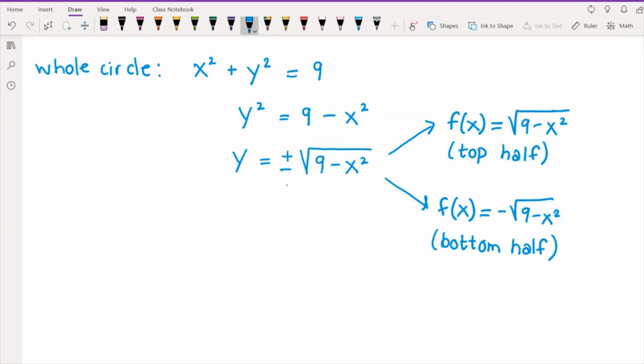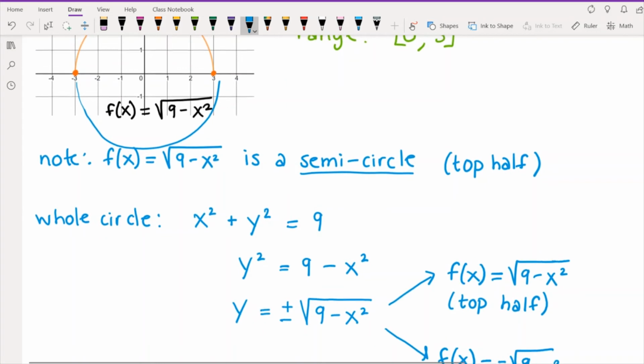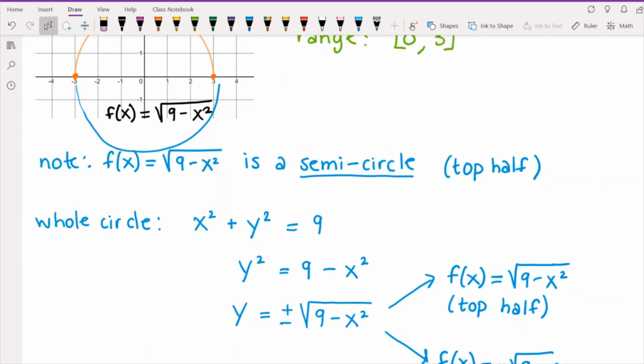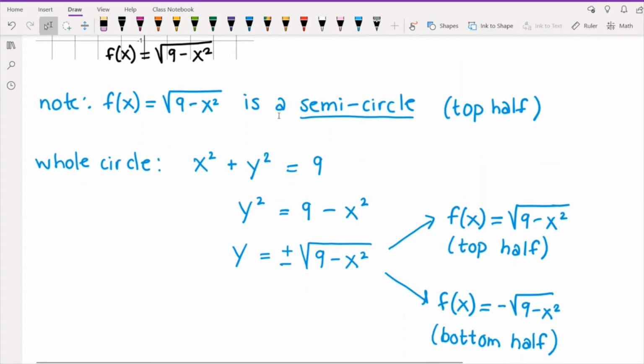So I just wanted to show this to you because this is a shape that will come up probably a little bit more in this class and then definitely will come up in calculus, especially calculus 2. This kind of graph where you have f of x is equal to the square root of some number minus x squared, that's always going to give you a semicircle. And specifically, if it doesn't have a negative sign on the outside, it's going to be the top half of a semicircle.